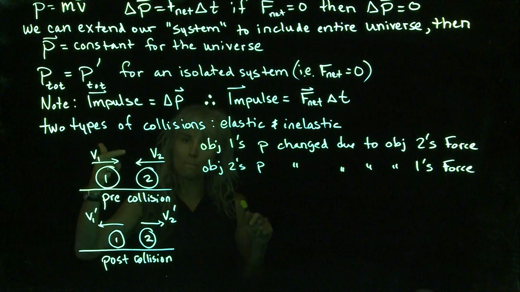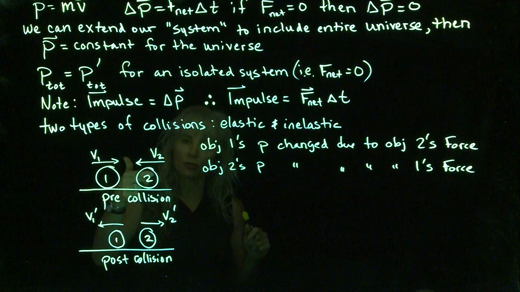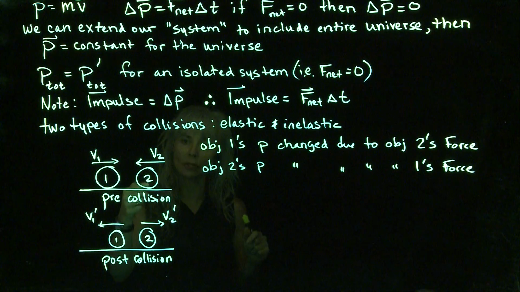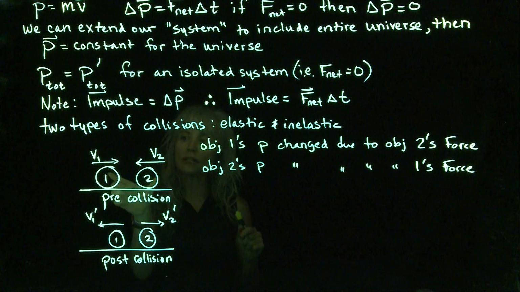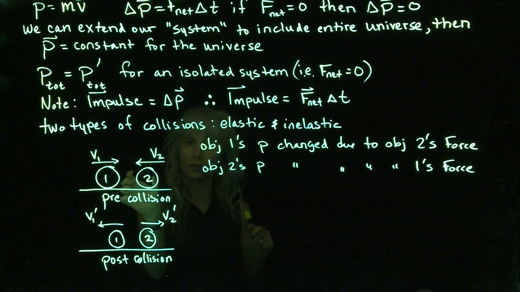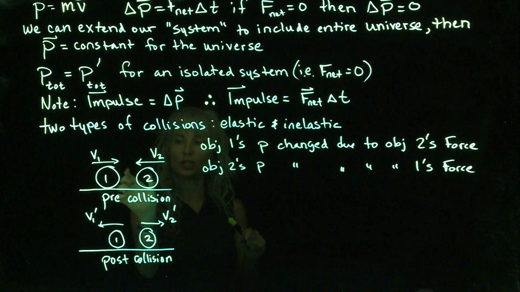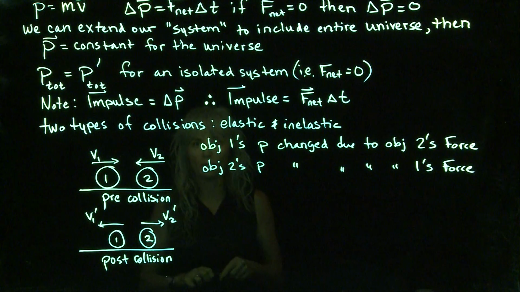So that means that the magnitude of the force that 1 exerts on 2 is equal to the magnitude of the force that 2 exerts back on 1. In addition, the time that object 1 is exerting its force on object 2 is equal to the time that object 2 is exerting its force on object 1.